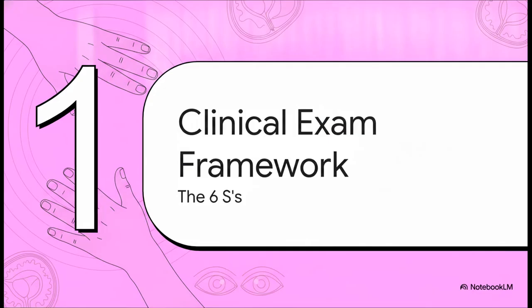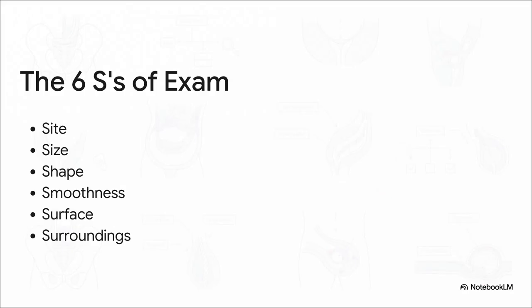Section 1. The clinical examination framework. Remember, before you order a single scan or blood test, your hands and your eyes are actually your most powerful diagnostic tools. I want you to memorize the 6 S's. Think of this as your Socratic checklist to systematically build a mental picture of the lump before you jump to any wild conclusions. You're checking the site. Where exactly is it? The size, the shape. What's the smoothness or consistency like? Is it rock hard or kind of squishy? What does the surface contour look like? And finally, what about its surroundings?